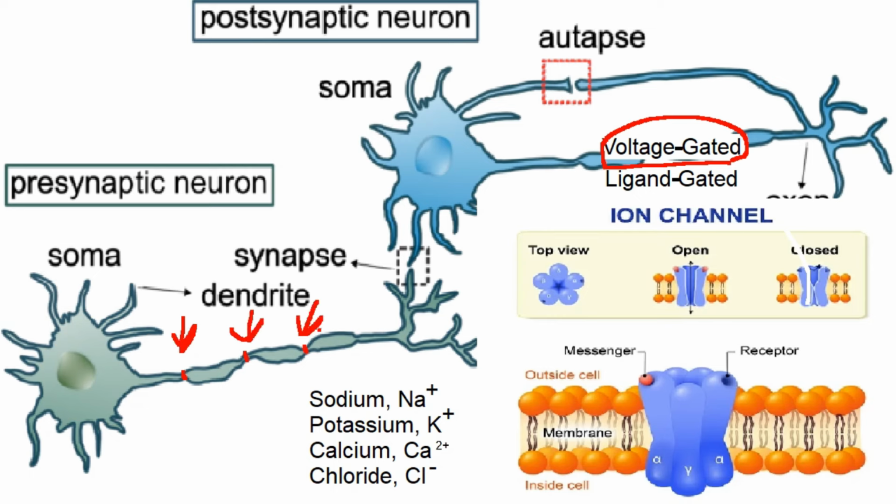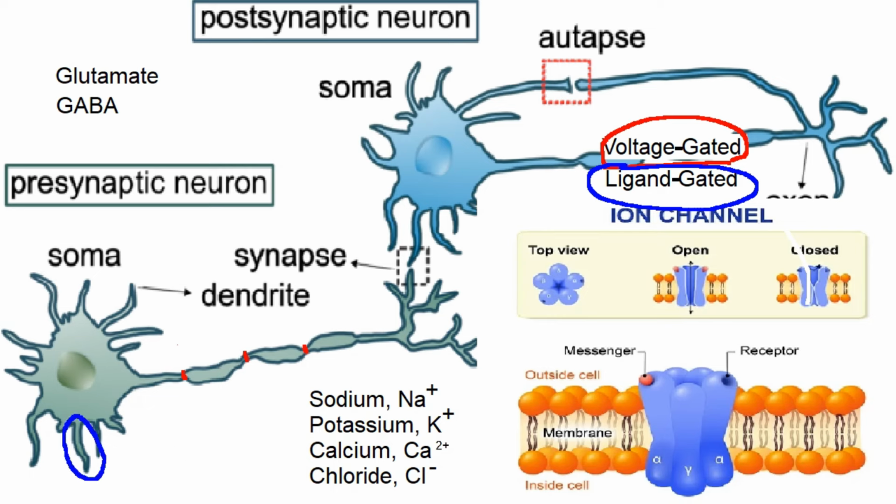Now, the next type of ion channel that we're going to talk about are ligand-gated ion channels. They are typically located on the dendrites and the soma as well, and they are absolutely crucial for synaptic transmission, or communication between the nerve cells. Now let's take a closer look at the synapse.